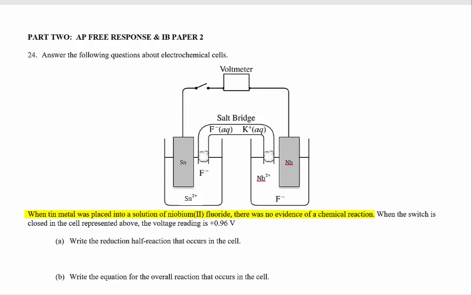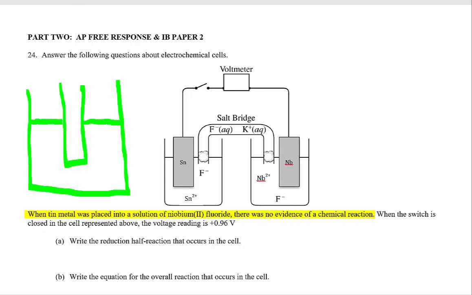When tin metal was placed into a solution of niobium 2 fluoride, I'm going to try and draw that out so you can see what it looks like. So this is a beaker, and this is going to be our solution of niobium 2 fluoride, and this is going to be our tin metal. So we've got tin here, and we have some niobium 2 fluoride. This is different than the cell to the right over here.